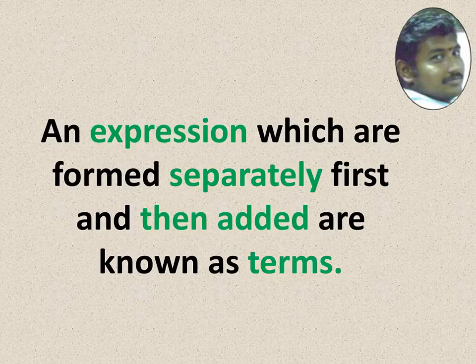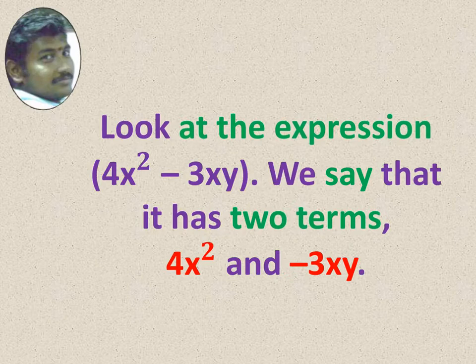Parts of an expression which are formed separately first and then added are known as terms. Based on the plus symbol we say terms. We see only addition, not subtraction. Look at the expression 4x square minus 3xy. It has two terms, 4x square and minus 3xy. 4x square is one term, minus 3xy is another term.